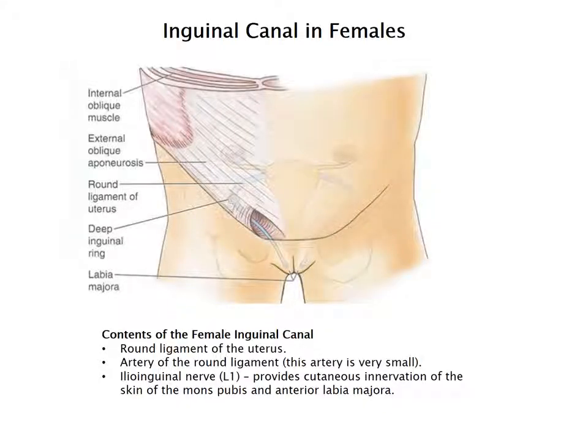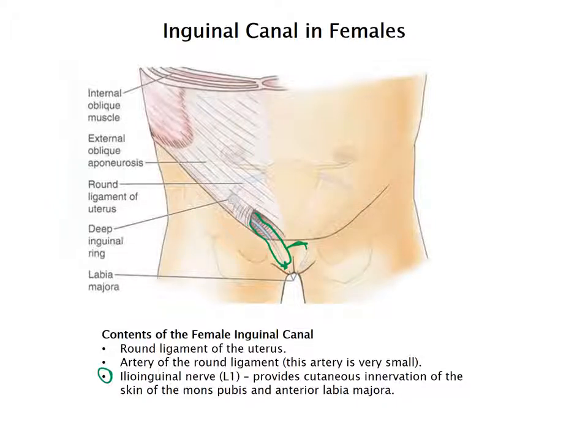And lastly, I would like to describe the contents of the female inguinal canal. Just like we saw in males, females also have an ilioinguinal nerve. This nerve courses along the lateral aspect of the inguinal canal, sliding along the round ligament of the uterus, which is shown here. The round ligament of the uterus is going to insert onto the mons pubis. That ilioinguinal nerve is therefore going to provide cutaneous innervation to the skin of the mons pubis, and it will also supply cutaneous innervation to the anterior labia majora. Recognize that the labia majora are the homologue of the scrotum in males.